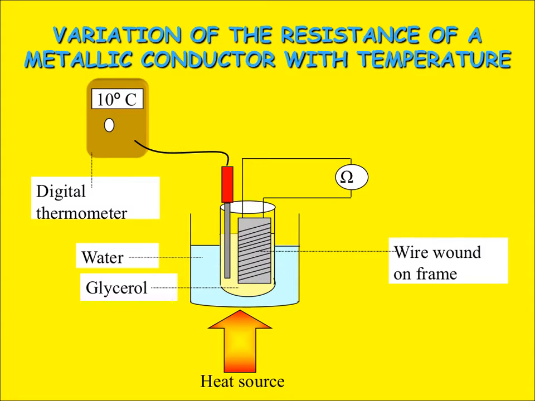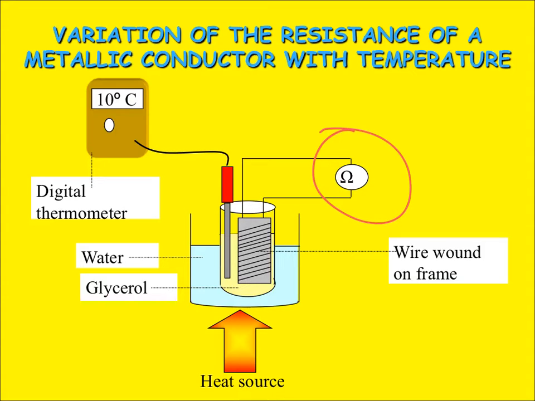And this is the experiment you would do to prove the same. Again, you have glycerol, a thermometer, and something which you're measuring the resistance of. The small symbol on the right there is all you need for an ohm meter. You don't have to label it because it's an agreed symbol. So you're measuring the resistance of that piece of wire wrapped around a frame.